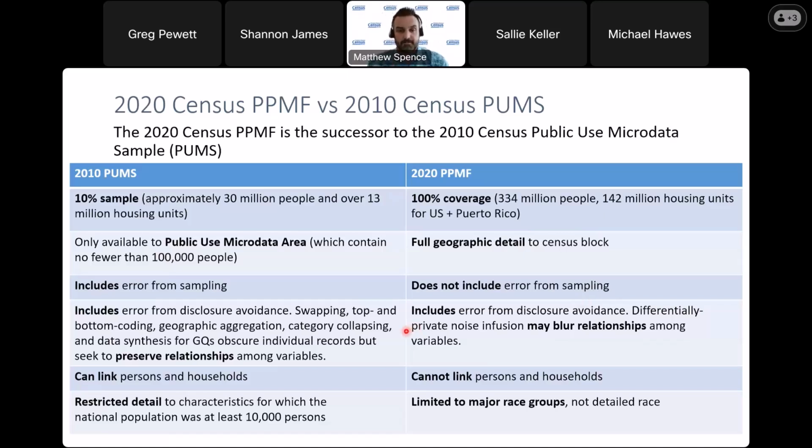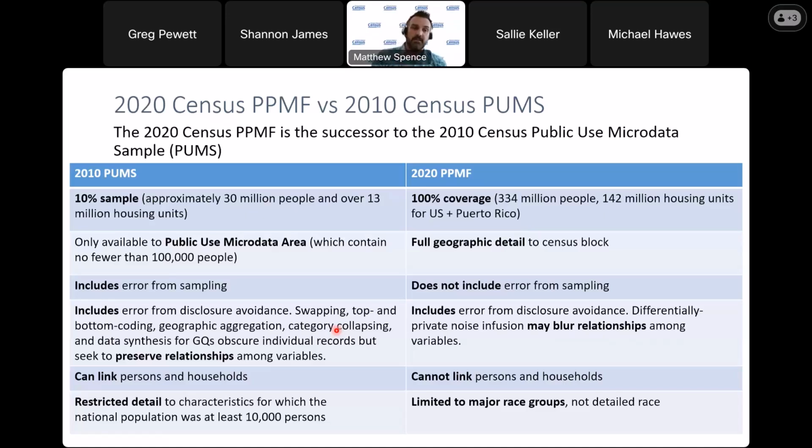Now, this middle row here is pretty big. We're going to go through this. Both of these files include disclosure avoidance error. They include noise from disclosure avoidance. What do we mean by that? Both have gone through some manipulation of the data to ensure that there is no way to go back and identify individual census responses, individual respondents. We wanted to protect respondent confidentiality as per our obligations in Title 13.